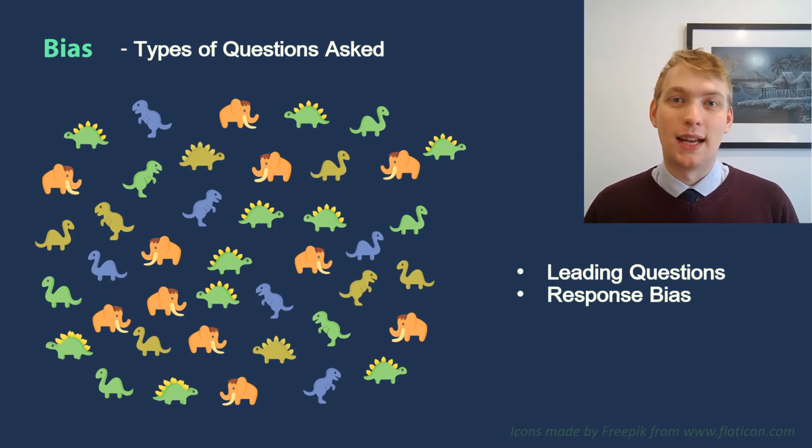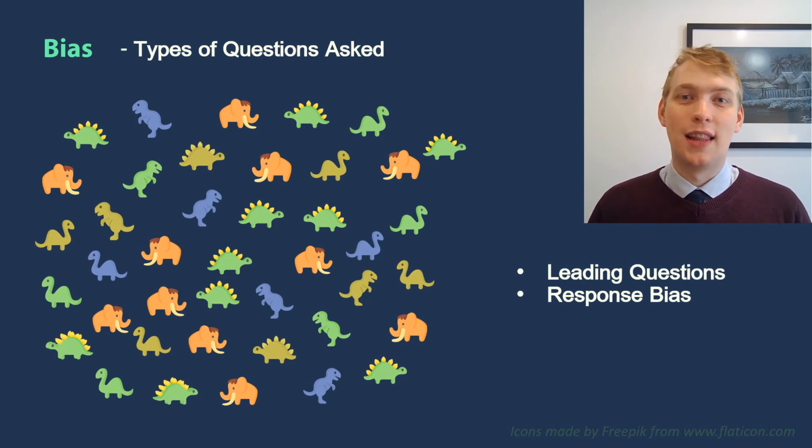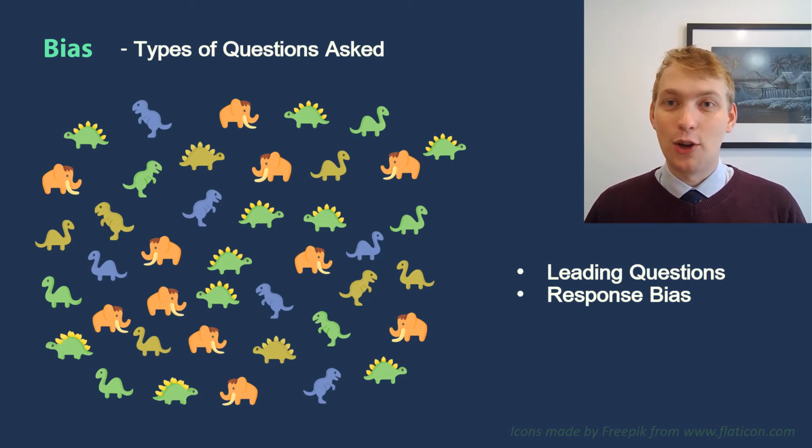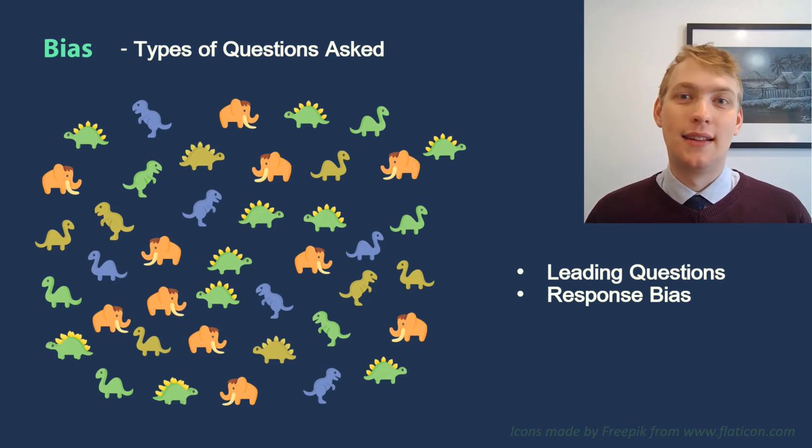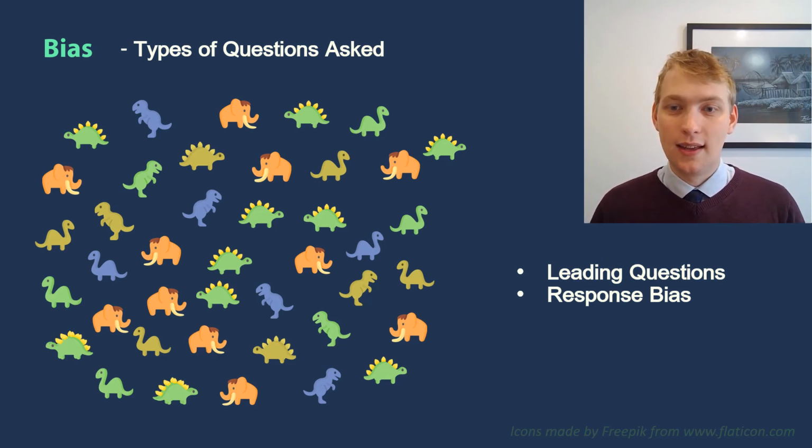Also response bias. So this is where maybe a person doesn't want to be as truthful about what they're saying. For example, if I ask you, have you ever lied to your parents? And your parents are going to read the results of the survey, you're probably not going to be as truthful, and your results might be skewed there because you don't want to respond in a certain way.